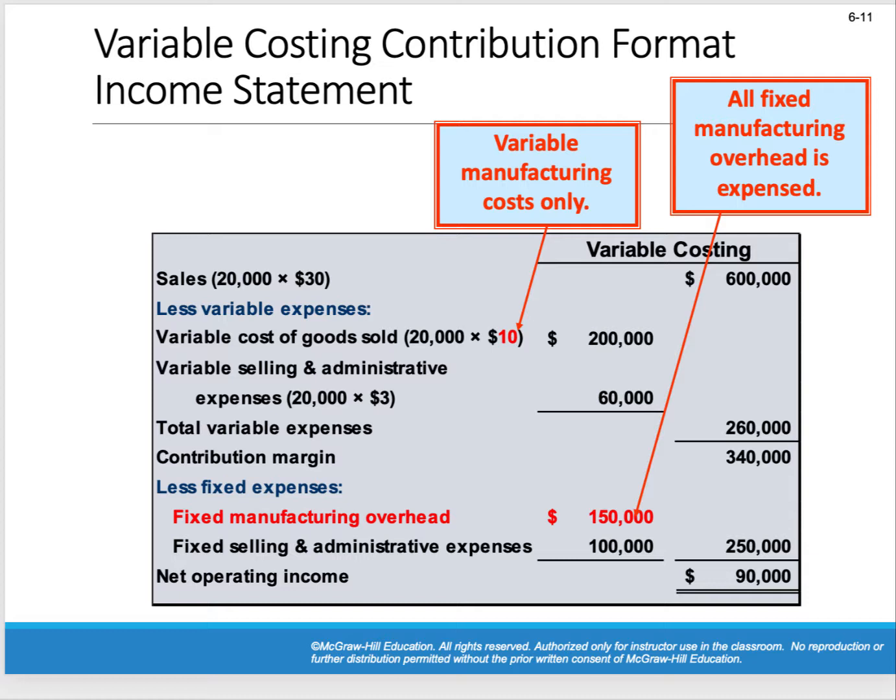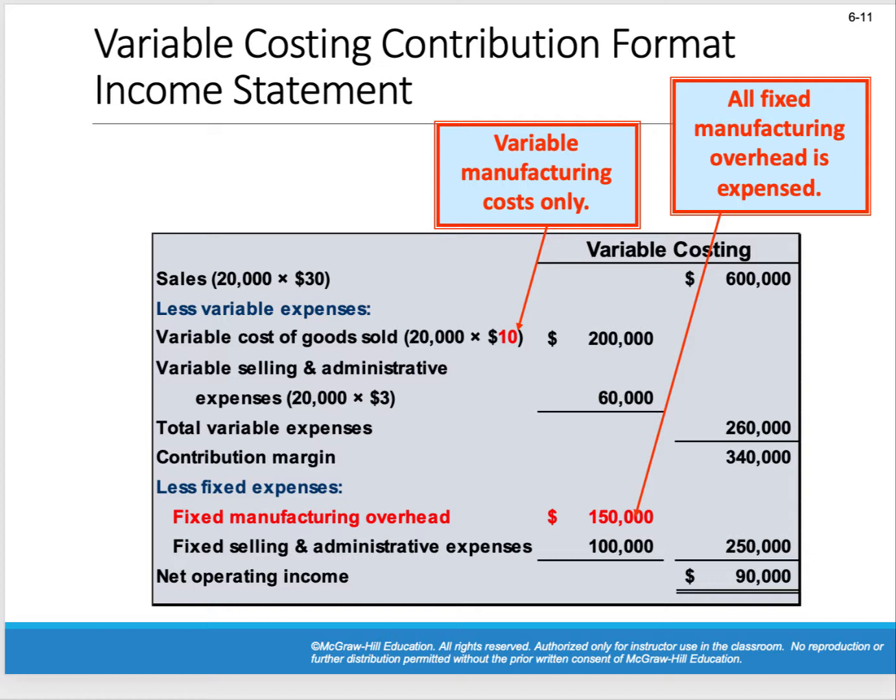Now we subtract the fixed costs, right? Remember, I do not care if it's a product or a period cost. I care, because I'm doing variable costing, if it's variable or if it's fixed. So, under the variable costing method, using that contribution formatted income statement, we subtract out the fixed MOH, we subtract out the fixed selling and administrative expenses, we end up with net operating income of 90 grand, okay?